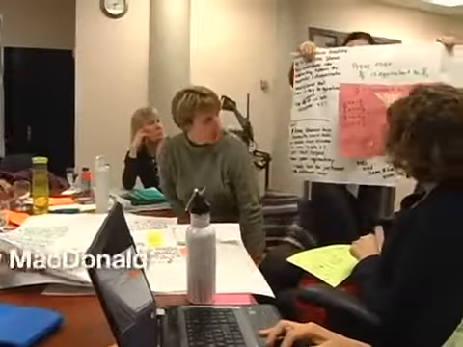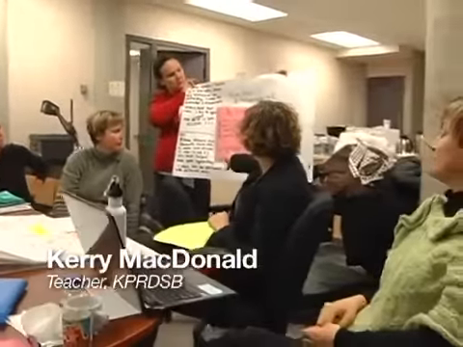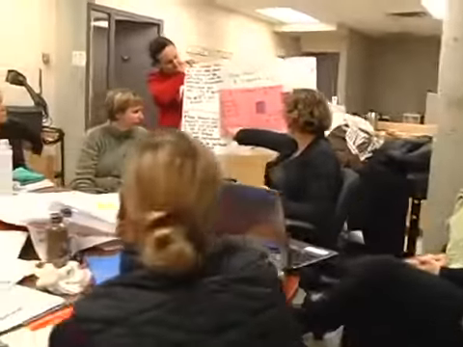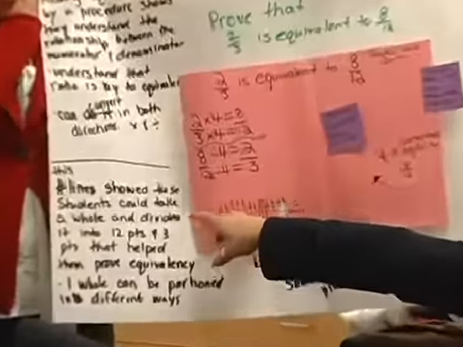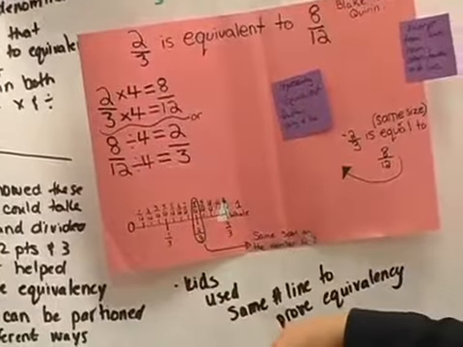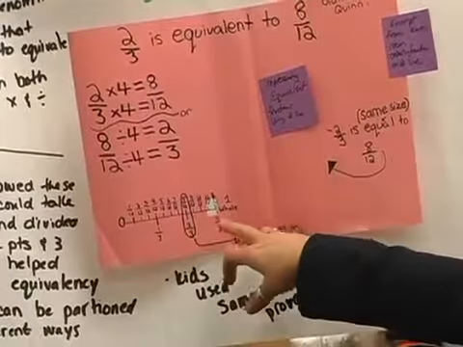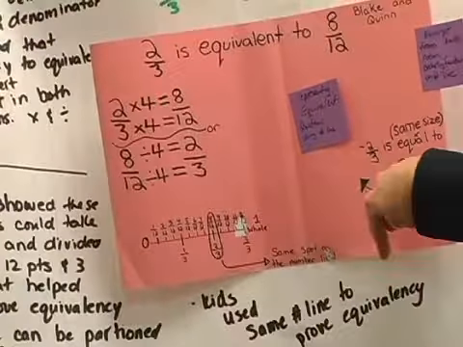We had proved that 2/3 and 8/12 are equivalent. So these two use the same number line. They partitioned it in 2 different ways, so we talked about that. The number line showed these students could take a whole and divide it into both 12 parts and 3 parts to help prove equivalency, and that one whole can be partitioned into different parts.